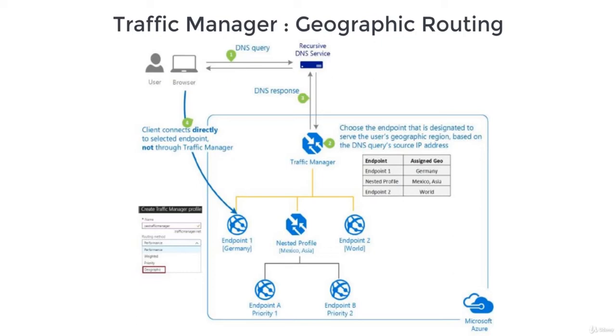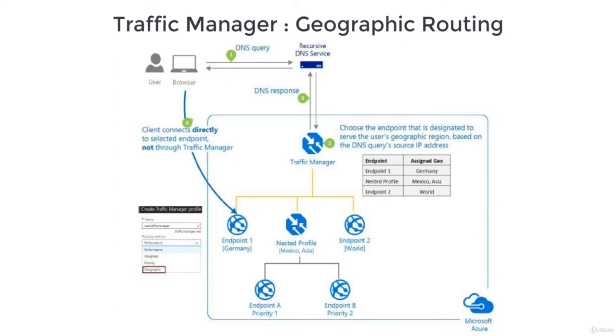If you look at the picture here, we got multiple endpoints. There are endpoints in Germany, some of them are in Mexico, Asia, and some of them may be in the whole world. Some kind of planning is required when you create a geographical endpoint. A location cannot be in more than one endpoint.